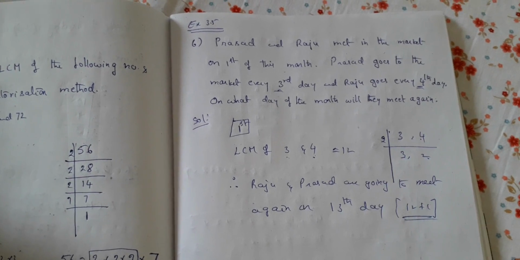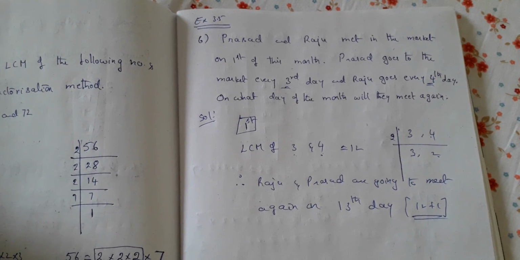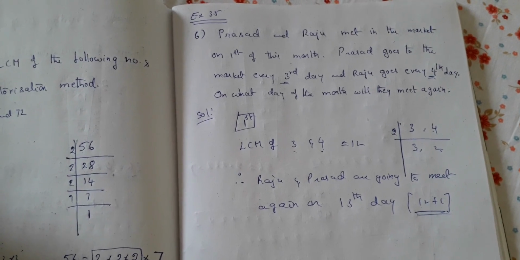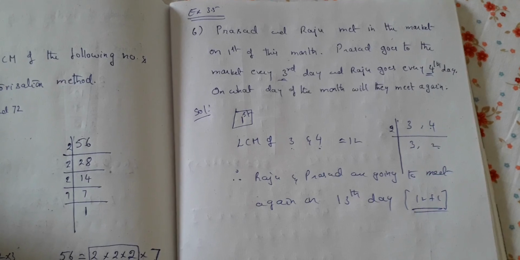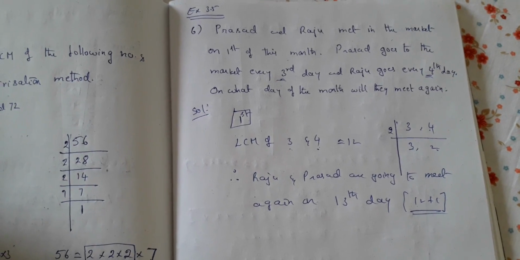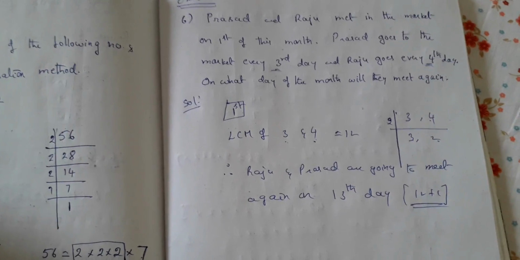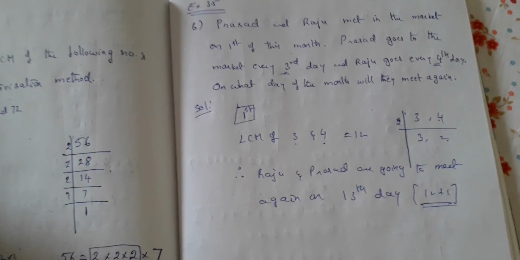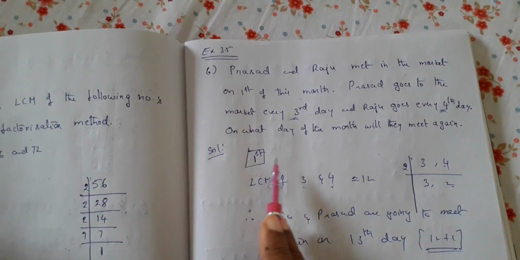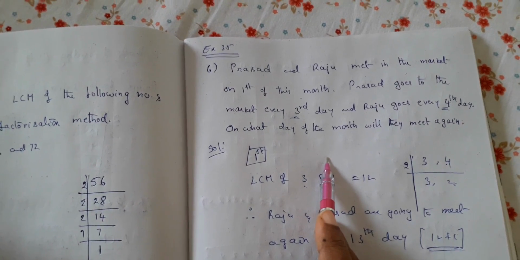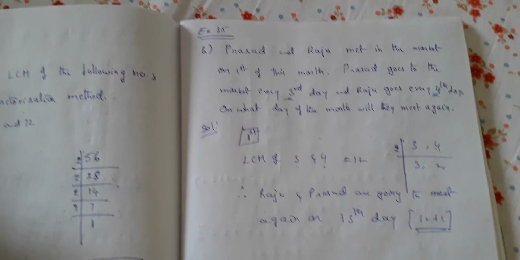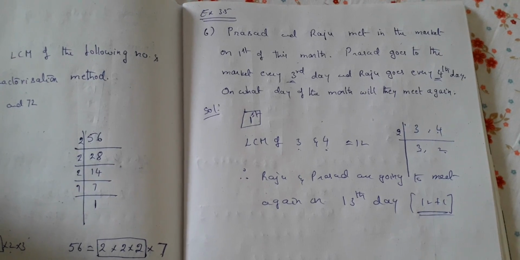That means after 12 days they are going to meet again. That is first plus 12th day, that is the 13th day. So, again on the 13th day of this month, they will meet. Why are we not writing 12 as the answer here? Because the first is already done. On the first of this month they met. After that 12 days have passed. That means we are going to come to the 13th day of the month.